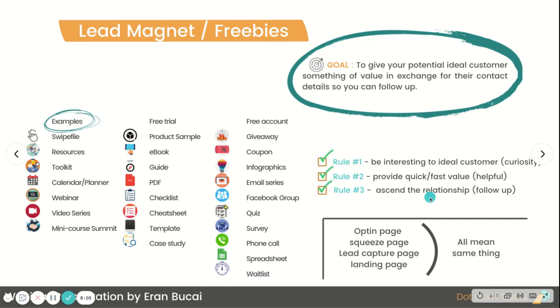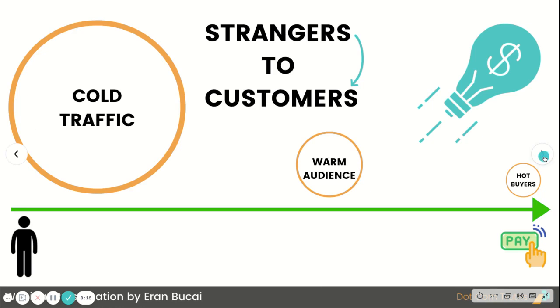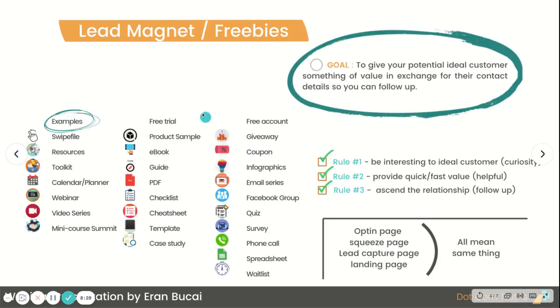And really the things that you want to consider are those 3 rules. Be interesting to your ideal customer, provide quick, fast value, and ascend their relationship. In the next video, we're going to discuss the strangers to customers process, which is really how to take somebody who doesn't know you to wanting to be a customer. And the reason you want to use a lead magnet is because that is the first step to be able to follow up and move them through that process of them becoming a customer.